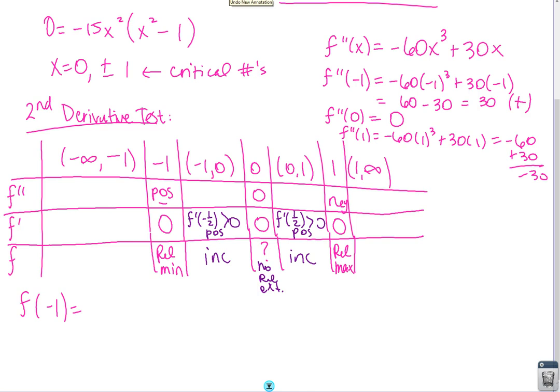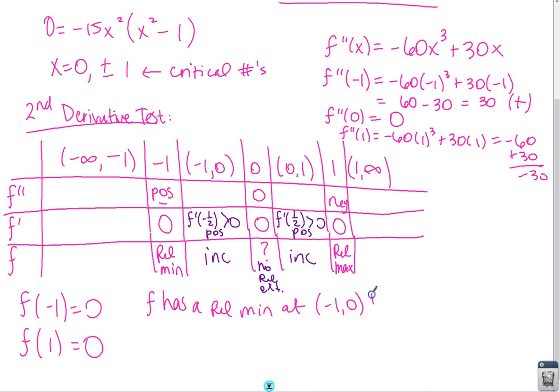Let's see, so I can do this. -15 times, oh, that's just 0. F of 1 is also 0. Okay, so then f has a relative min at -1, 0.